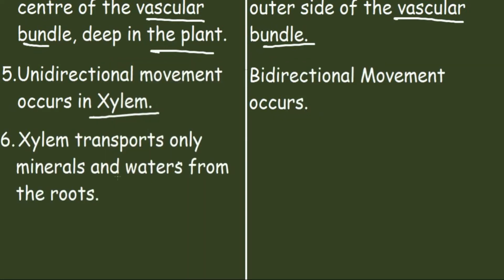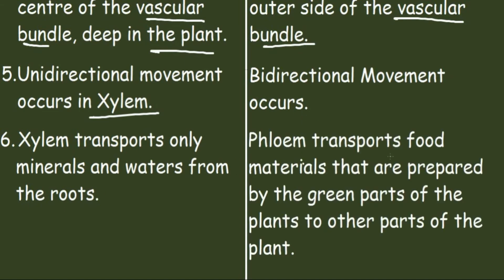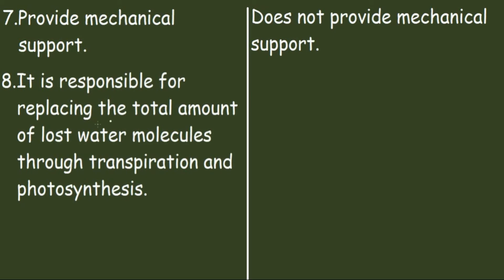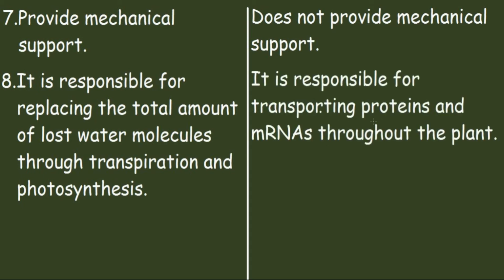Xylem transports only minerals and water from the roots. And phloem transports food materials that are prepared by the green parts of the plants to other parts of the plants. So now let's move on to the seventh point. Xylem provides mechanical support, while phloem does not provide any mechanical support. Xylem is responsible for replacing the total amount of lost water molecules through transpiration and photosynthesis. And phloem is responsible for transporting proteins and mRNAs through the plant.